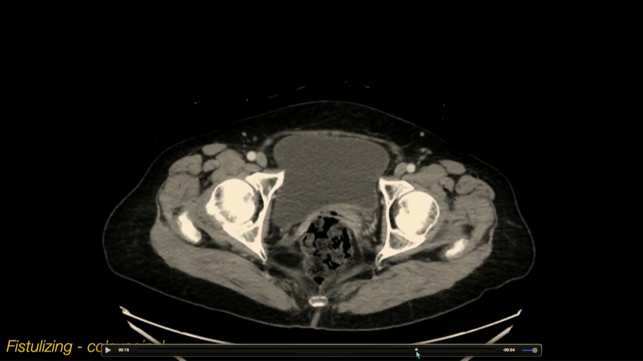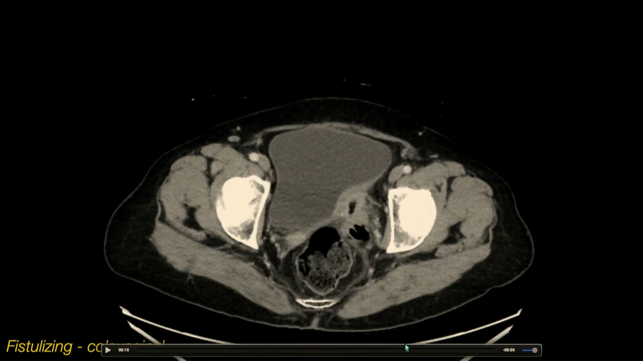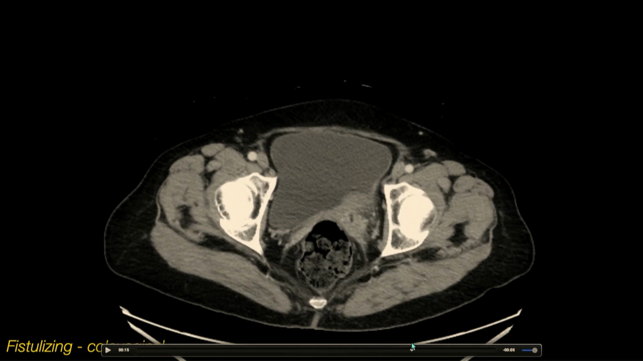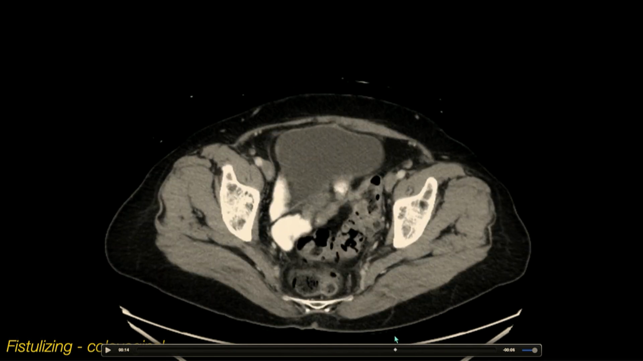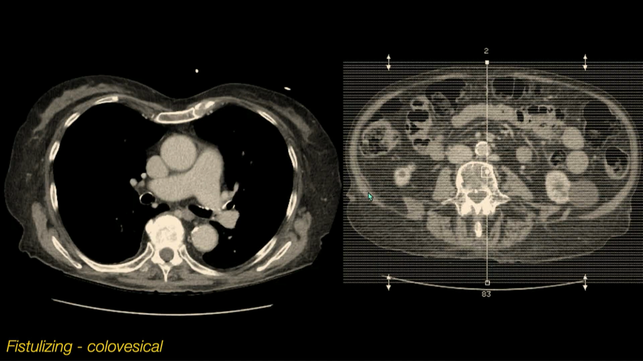So especially when you're dealing with a well-formed chronic fistula, you may not see as much robust inflammation, but you can keep that in mind as a potential appearance of a colovaginal fistula. You're also seeing some reactive inflammation along that fistulous tract of the bladder wall.